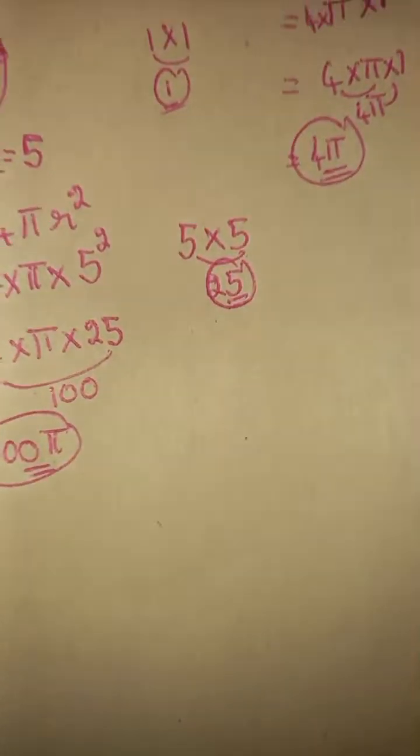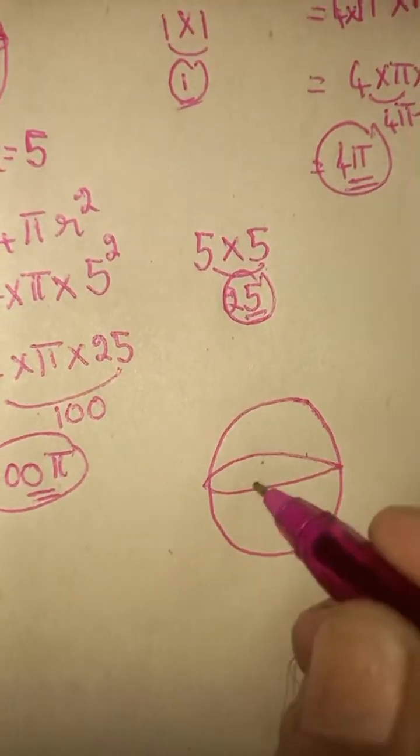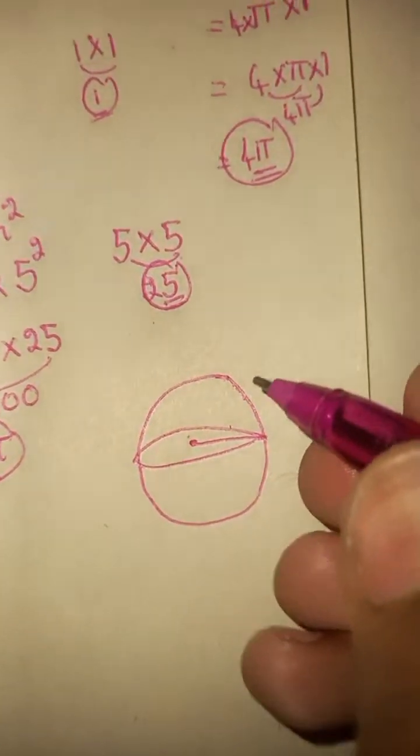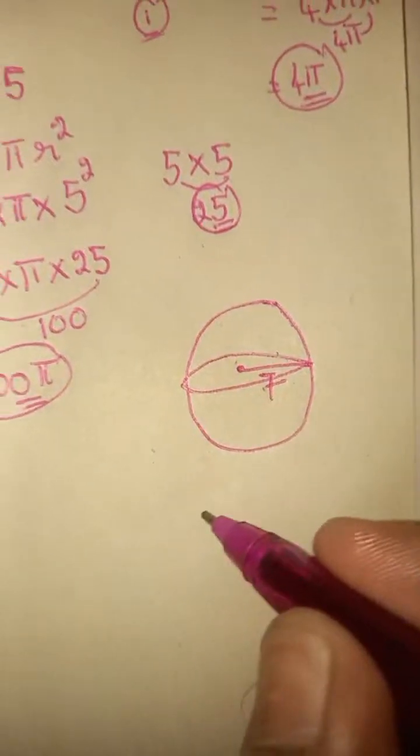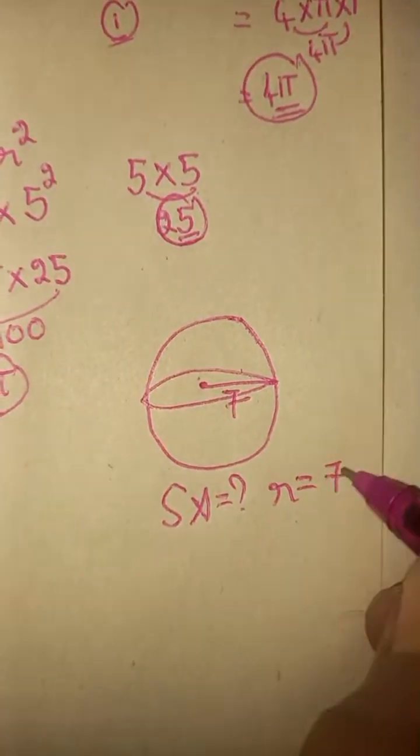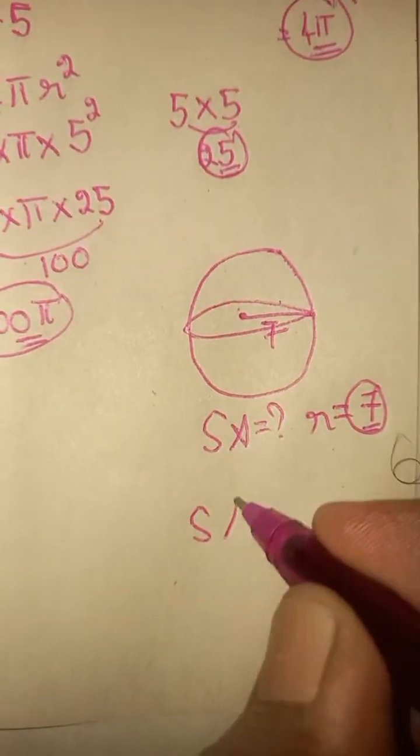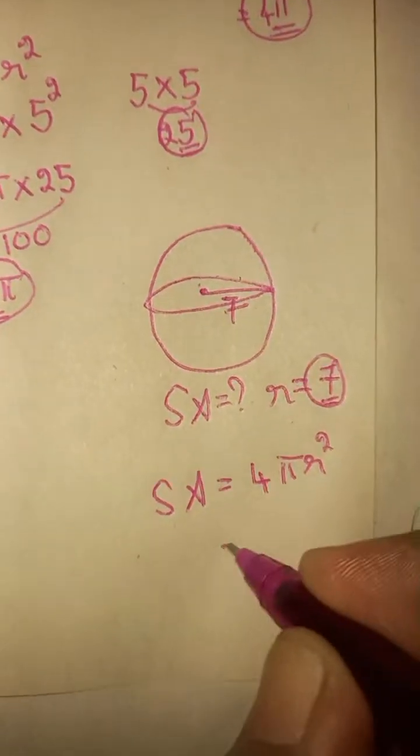Let's take another sphere, and in this sphere the radius of this sphere is 7 units. You need to find out the same, what the surface area is, and the radius they have given us is 7 units. Even the surface area of this sphere can be written as 4 pi r square.